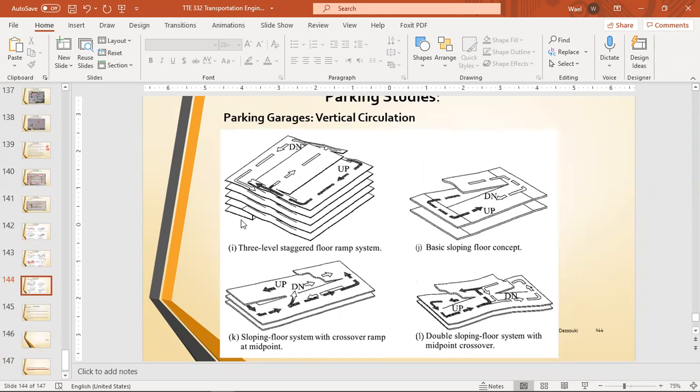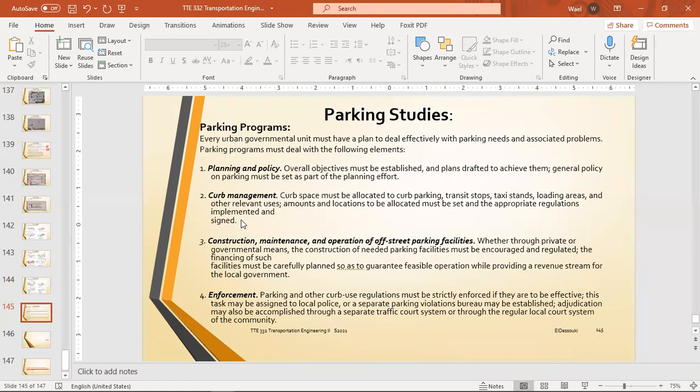That's another configuration also for vertical circulation. This one is very interesting. The whole parking lot is just a ramp, and you are going up and down. You can park on the side of the ramp. Any questions so far?